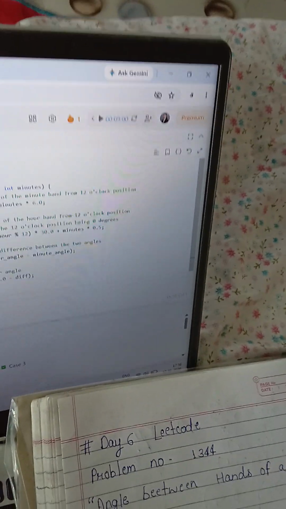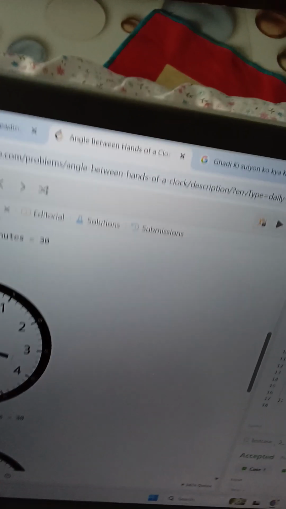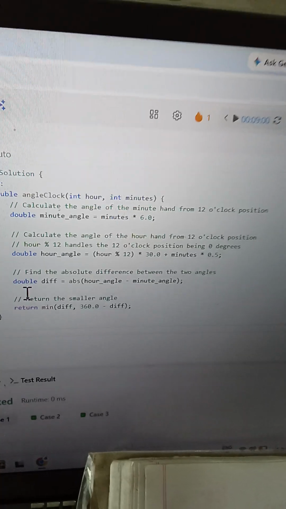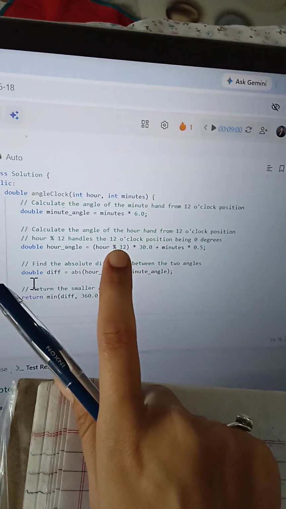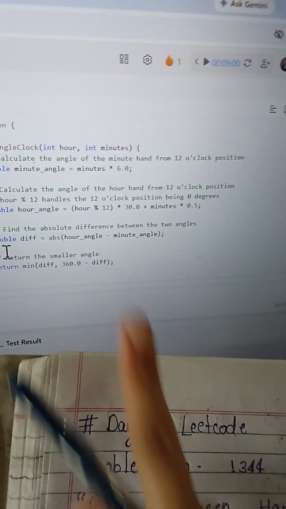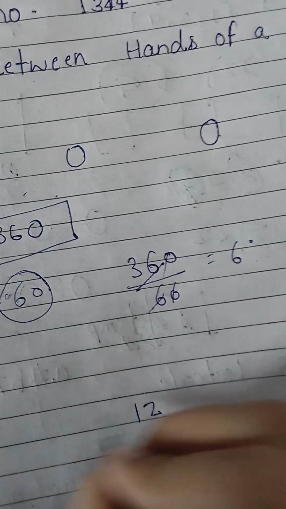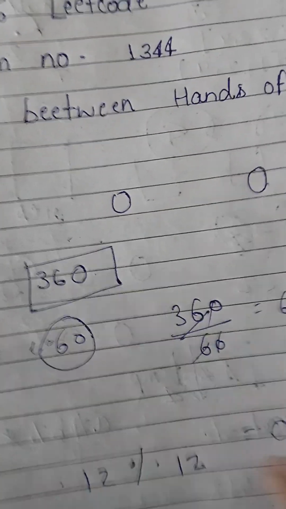Because as you know, our clock does not move by itself, it moves because of the minute hands also. So this formula is calculating for the hour one, and this one is the minute one. Let me explain: here it is checking that there are 12 numbers in a clock. So when the hour modulo 12, if we are starting from 12, the hour given is 12, then its modulo will be 0, meaning we are in our initial position.